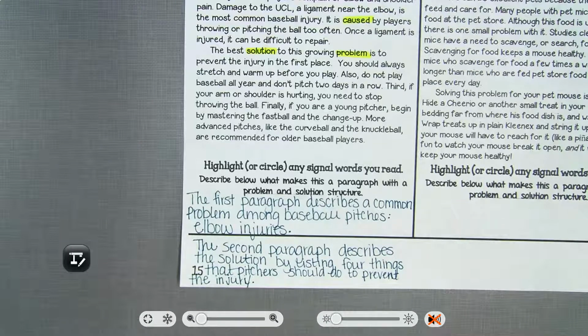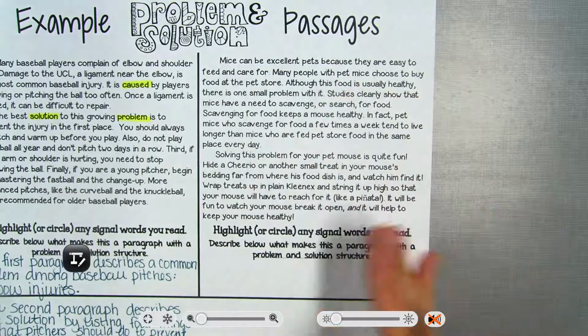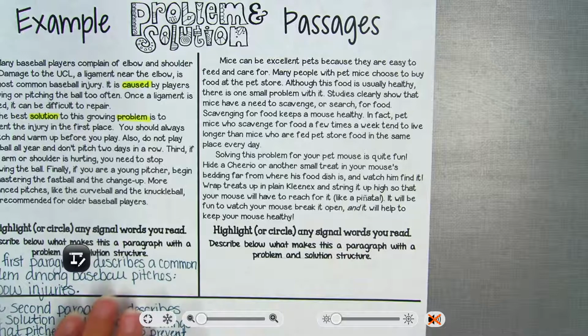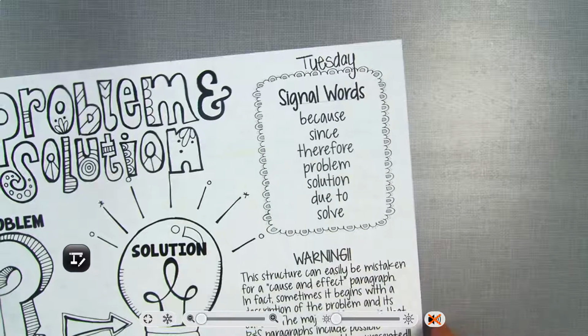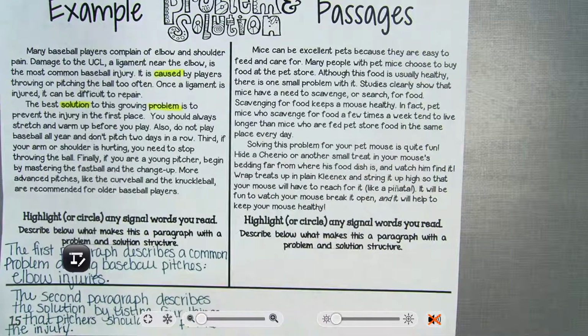Remember, it could be one solution, or there could be many different solutions to our problem. Okay, so what we need to know is when we read a text structure that is stating a problem and then it tells us the solution to that problem, that is a problem and solution text structure. So your job today is to read this passage on this side, and then we're going to do exactly like we did right now. You're going to look at the beginning to see the signal words. You're going to highlight or circle them, and then you're going to describe below what makes the paragraph a problem and solution structure, just like we did on this side.